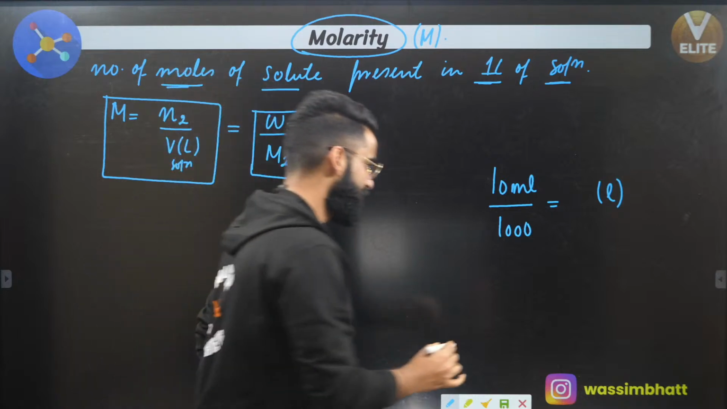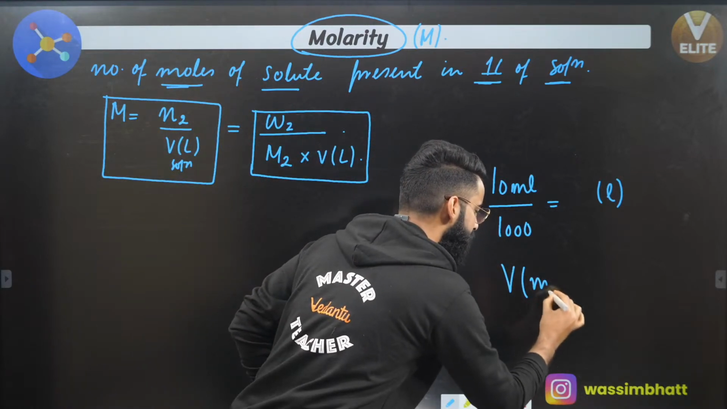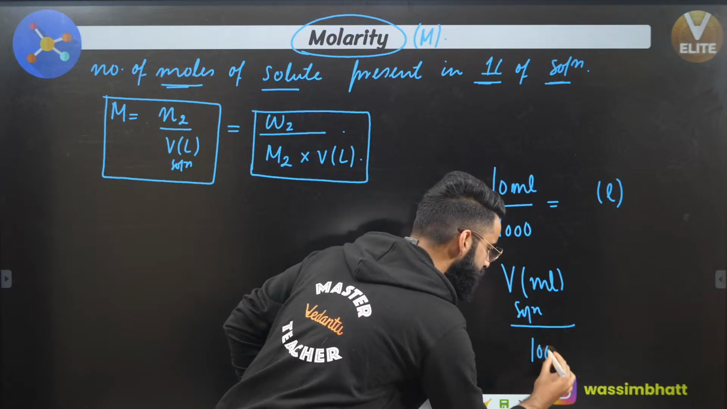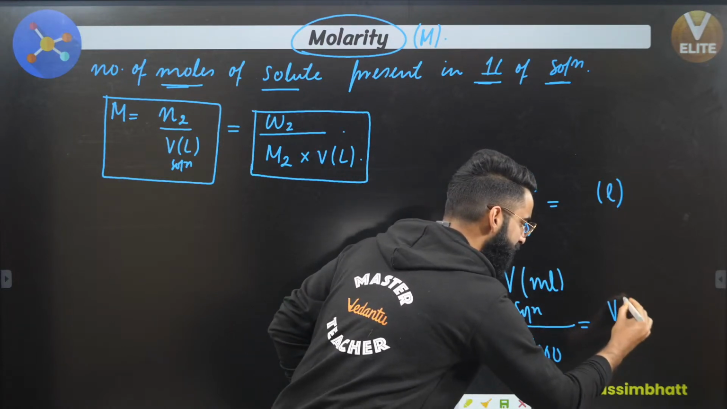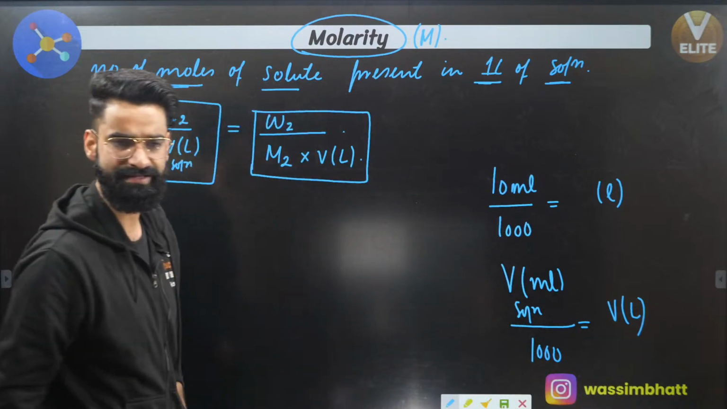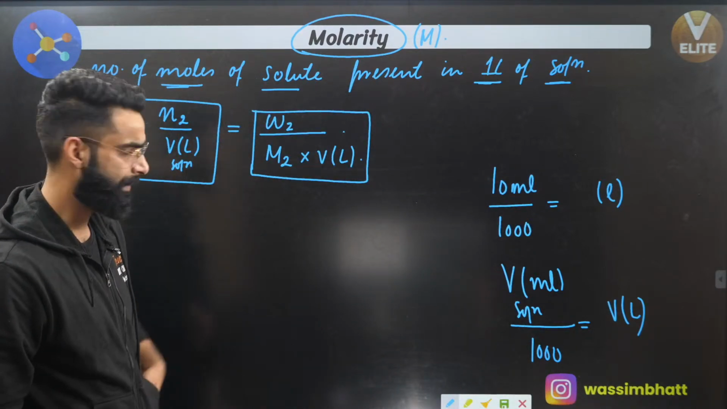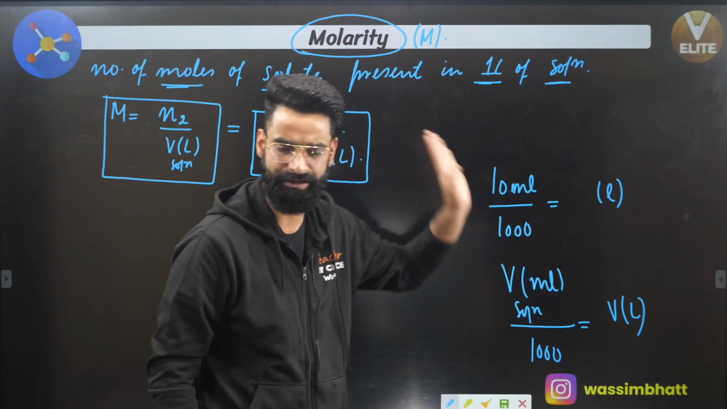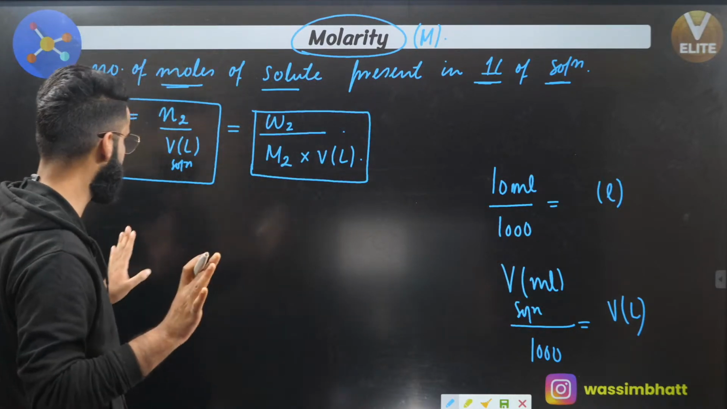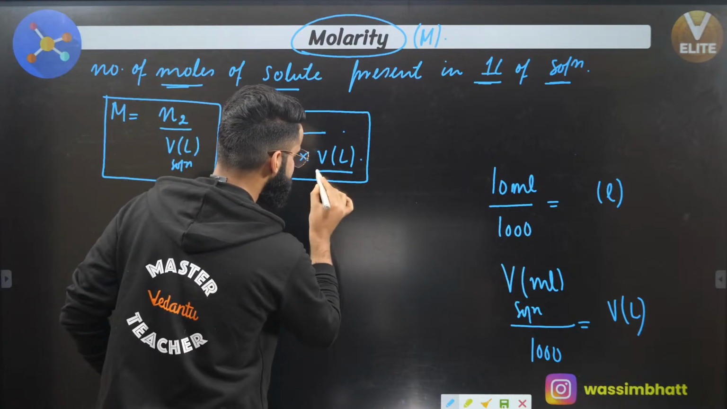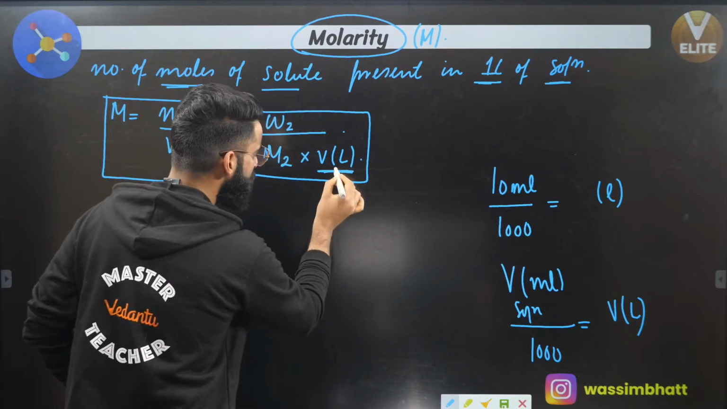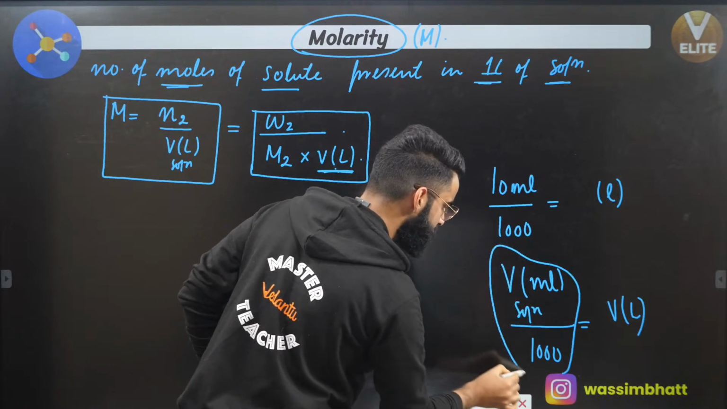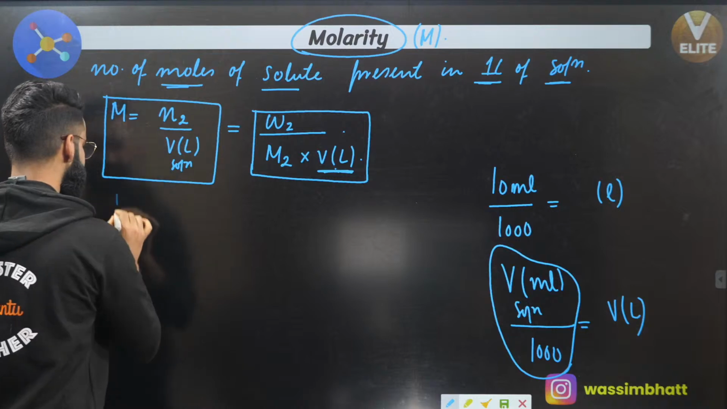Now I've got a solution whose volume is V ml. If I divide this by 1000, can I get the volume of the same solution in liters? Yes. If I divide the volume of the solution in ml by 1000, I get the volume of the same solution in liters. That's what I'm going to do now. Over here, this is the volume of solution in liters, so can I replace it by this one?